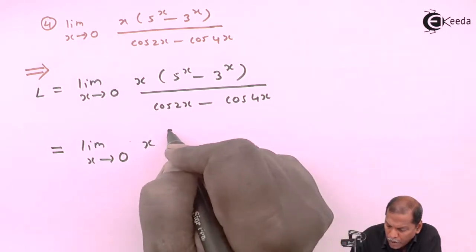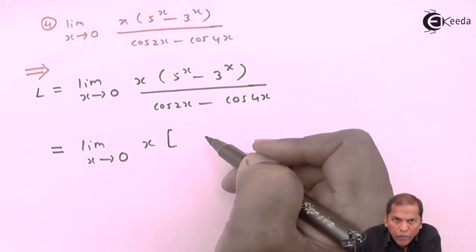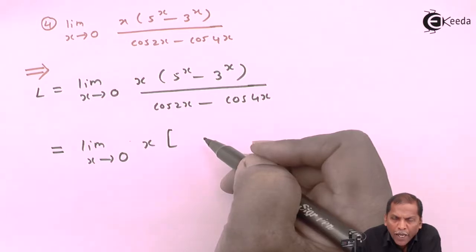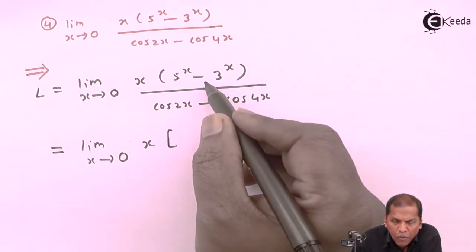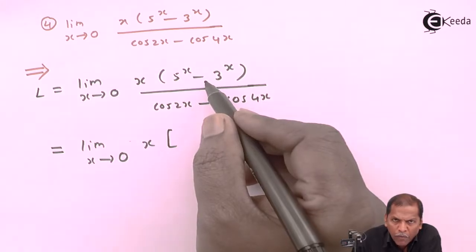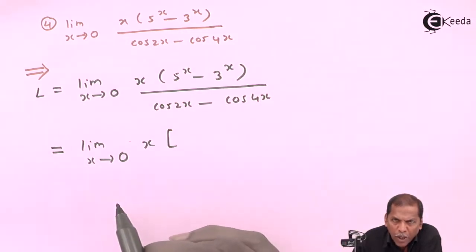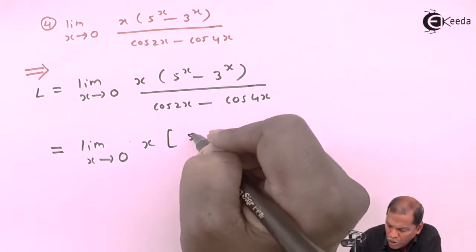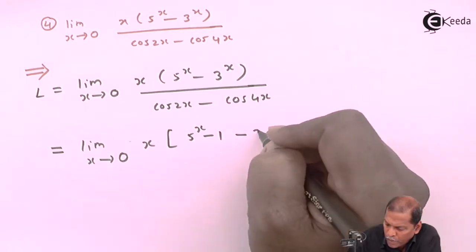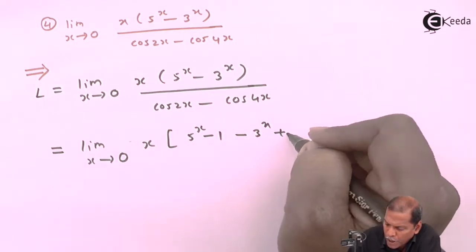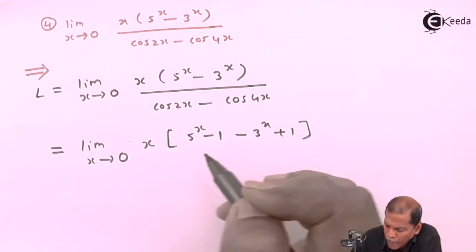x in bracket. Now in the numerator, whenever there is a positive term we write minus 1, and whenever a negative term we write plus 1, and that is the only adjustment required for the given problem. So here we write 5 raised x minus 1 and then minus 3 raised x plus 1, bracket complete.